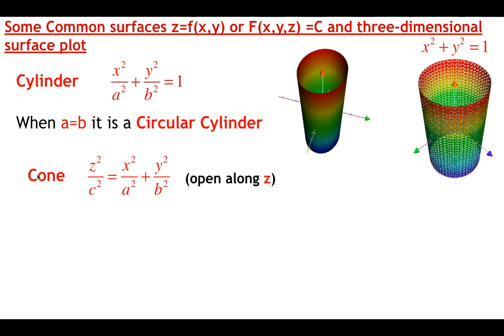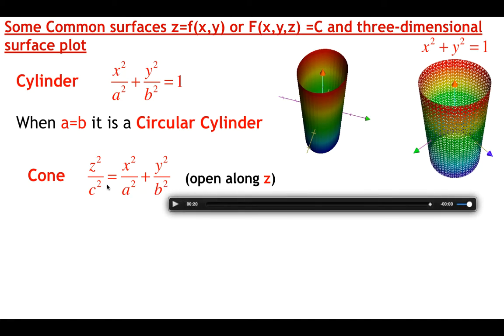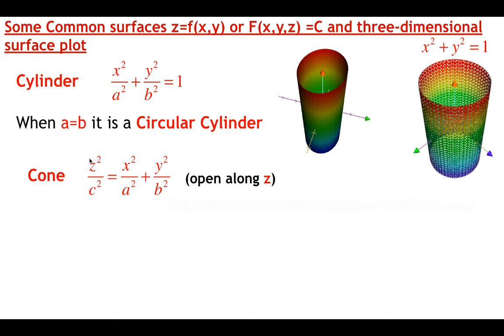The fourth one is a cone. Okay. Which is z square by c square equal to x square by a square plus y square by b square, and it is open along z. Okay. So the variable is on the one side. Okay. So it is open along this z direction.